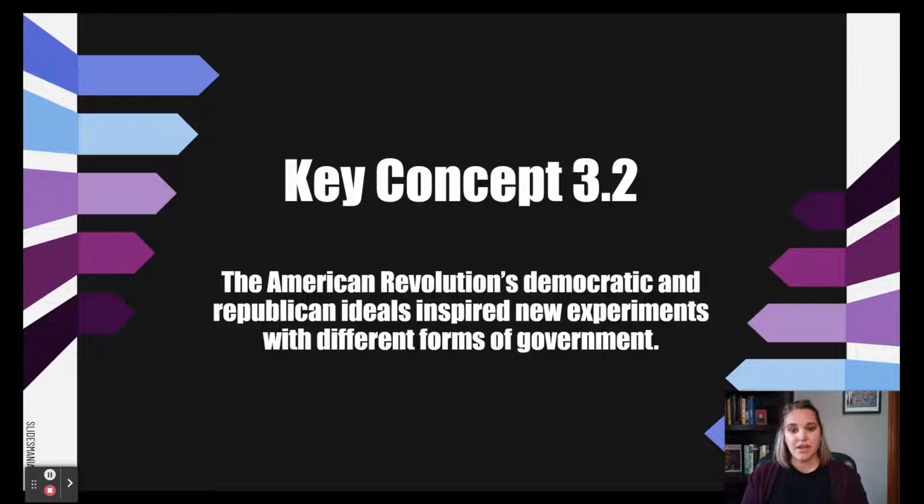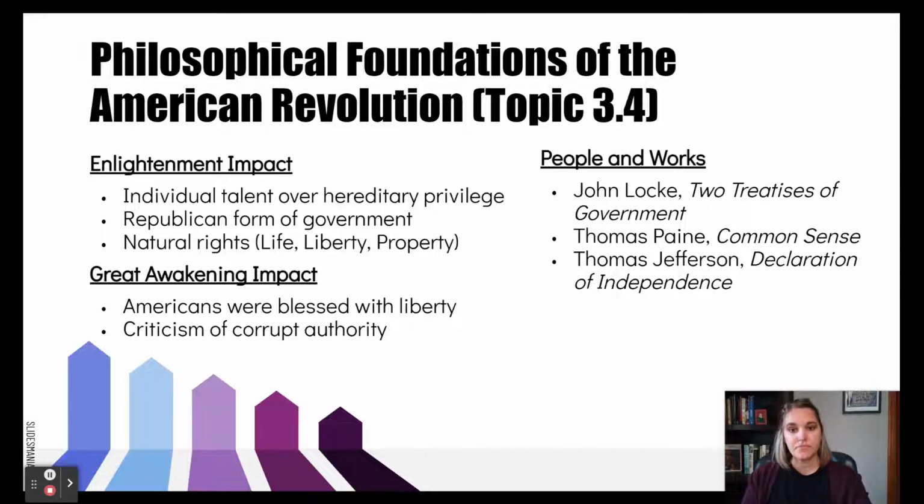The American Revolution's democratic and republican ideals inspired new experiments with different forms of government. So this is a very political-based key concept here. So the first topic related to this key concept is the philosophical foundations of the American Revolution. So once again, emphasizing the importance of the Enlightenment and the Great Awakening, how it led to regular people believing they had certain rights and that the government was supposed to protect those rights and that it was okay for them to criticize their authorities.